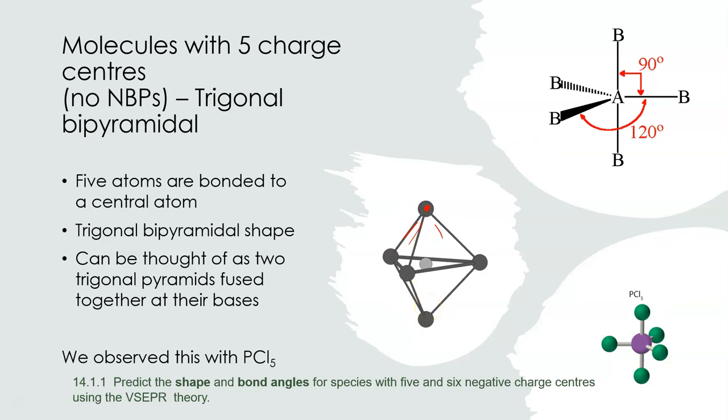So we have the one here going down to each 3, and then another one fused to the bottom of it. This means that we have a trigonal planar arrangement through the central plane where the bonds are 120 degrees between each atom, and then the bonds that form above and below the plane will have a 90-degree bond angle to the plane. This is the shape that we see with PCl5.